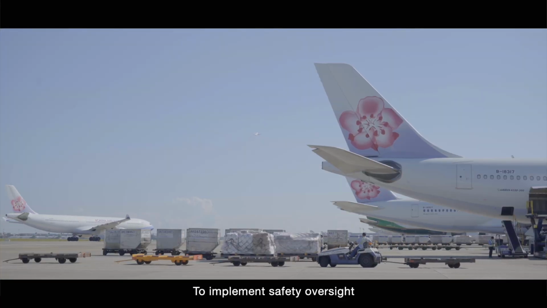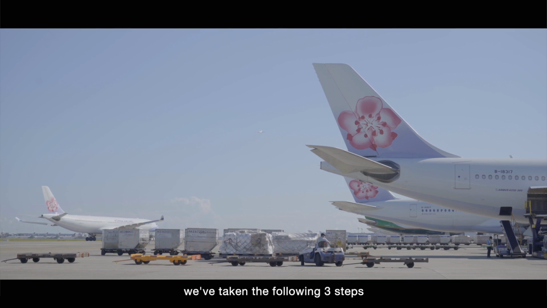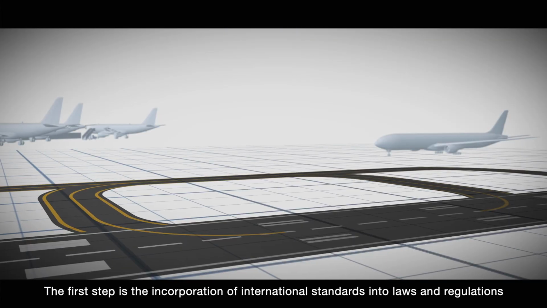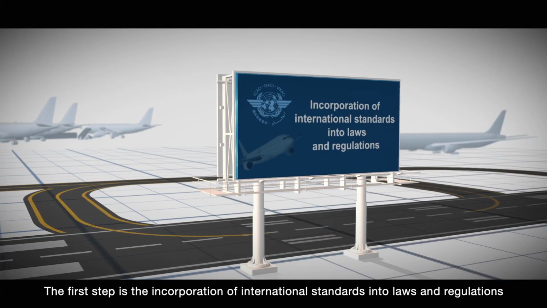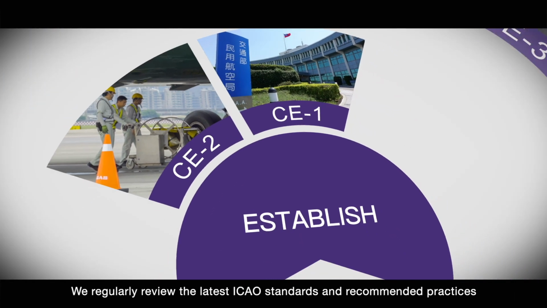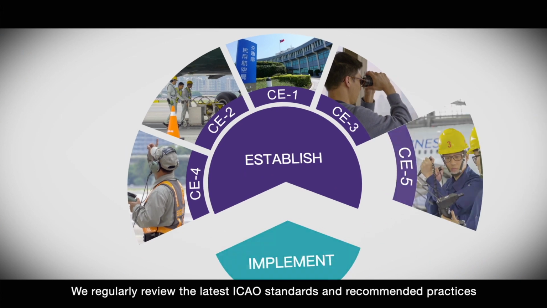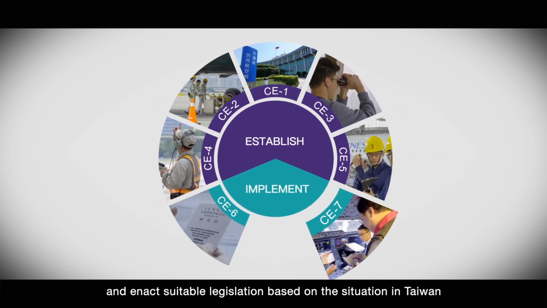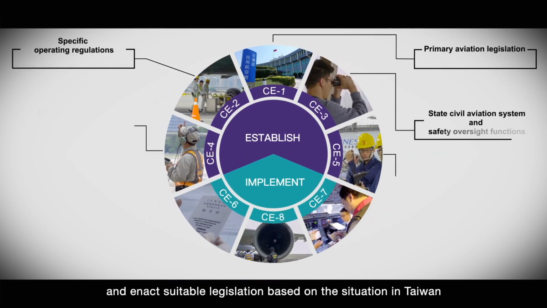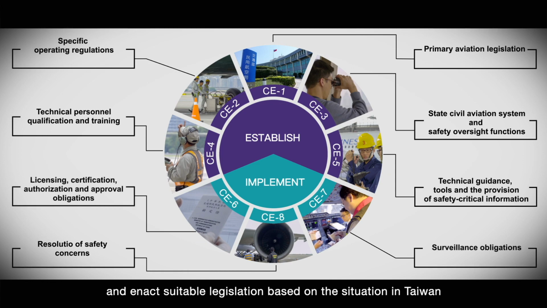To implement safety oversight, we've taken the following 3 steps. The first step is the incorporation of international standards into laws and regulation. We regularly review the latest ICAO standards and recommended practices, and enact suitable legislation based on the situation in Taiwan.